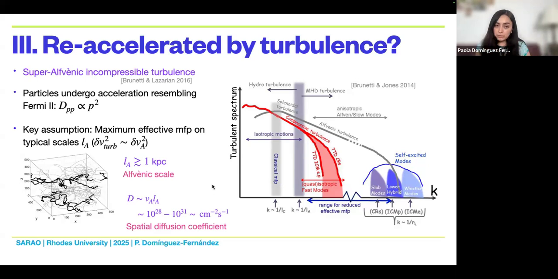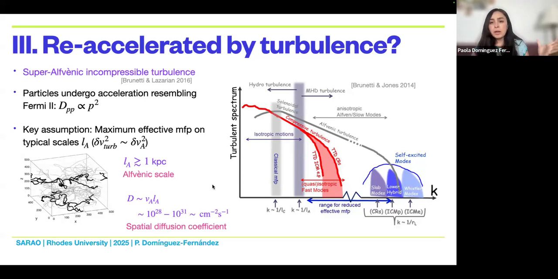Here, I'm going to define the Alfvenic scale. That is the scale at which the velocity of your turbulent motions becomes comparable to the Alfvenic turbulent motions.